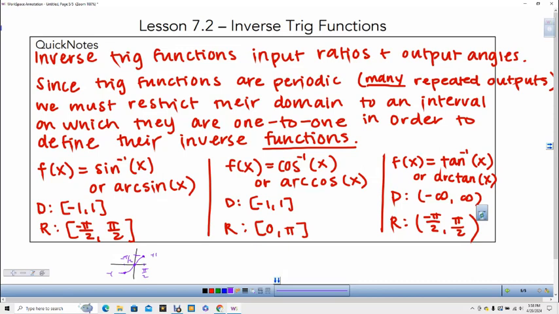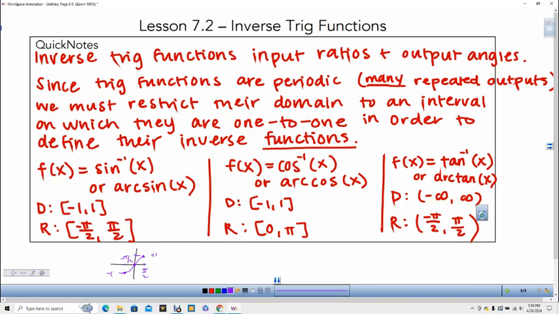So now we go from a range of negative 1 to 1 to a domain of negative 1 to 1. We go from a domain from negative pi over 2 to pi over 2 to a range of negative pi over 2 to pi over 2. This is all the properties of the inverse sine. But that's why and how this works.